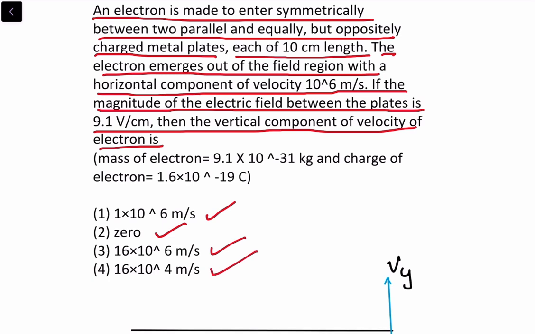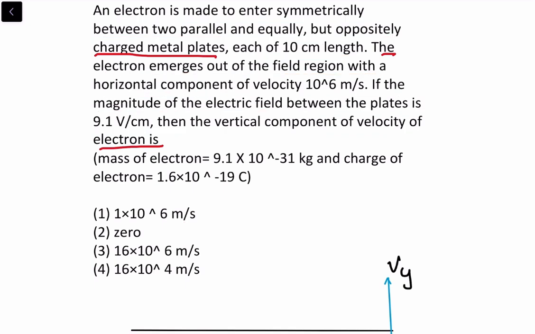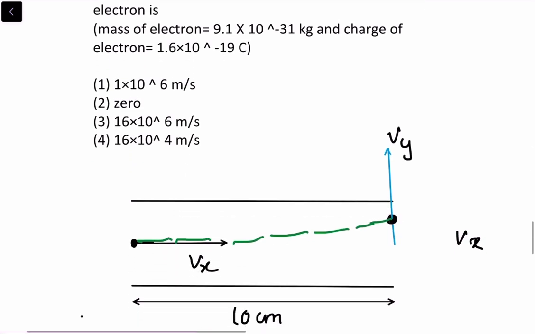For that, the additional data they have given is the mass of electron, 9.1 into 10 to the power of minus 31 kg, and the charge of electron, 1.6 into 10 to the power of minus 19 coulombs. This is the data they have given. And now our duty is to find out the vertical component of velocity of the electron when it comes out.